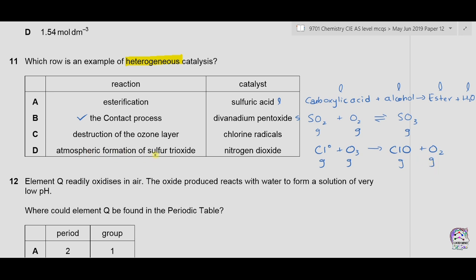D is atmospheric formation of sulfur trioxide and it is catalyzed by nitrogen dioxide. Now the chemical reaction could be written as sulfur dioxide reacts with NO2 to form sulfur trioxide along with NO. As all these are in gaseous state and so is nitrogen dioxide, so therefore this is also an example of homogeneous catalysis. So therefore correct option is B.